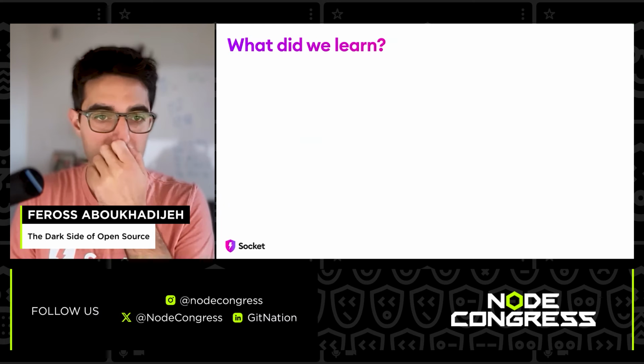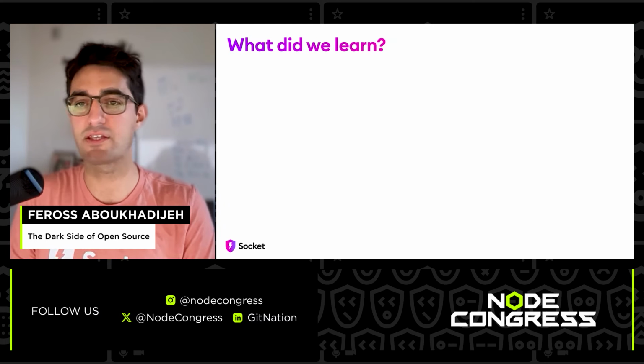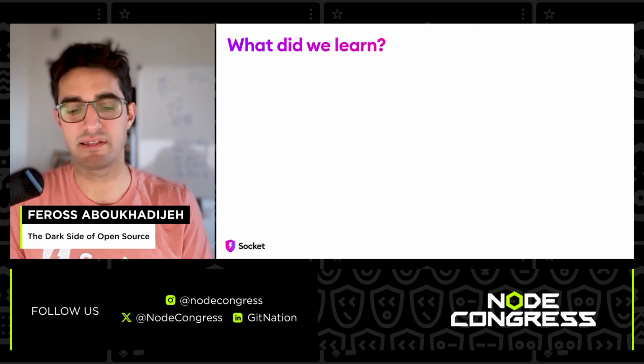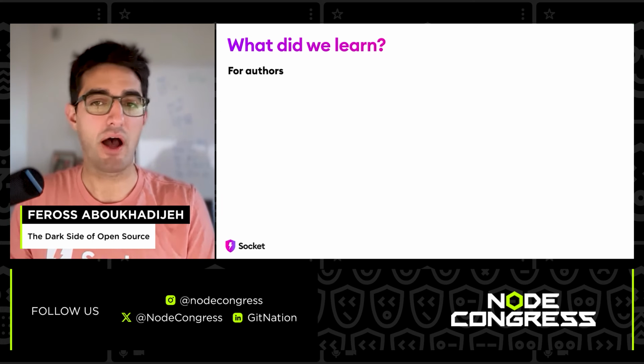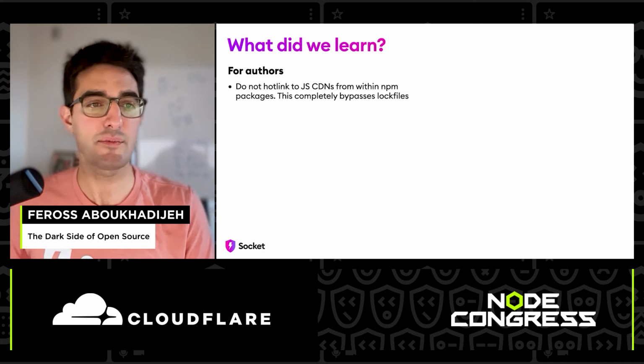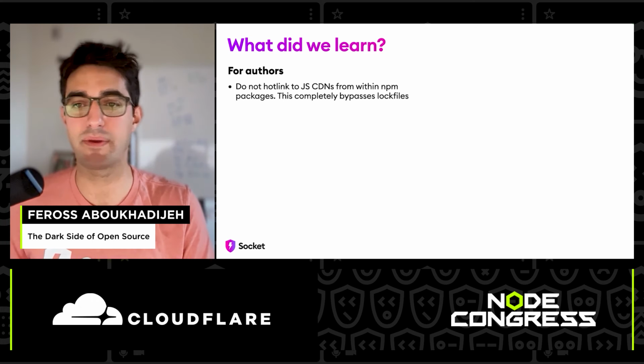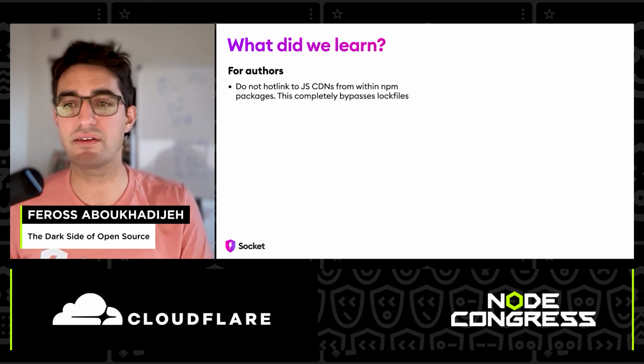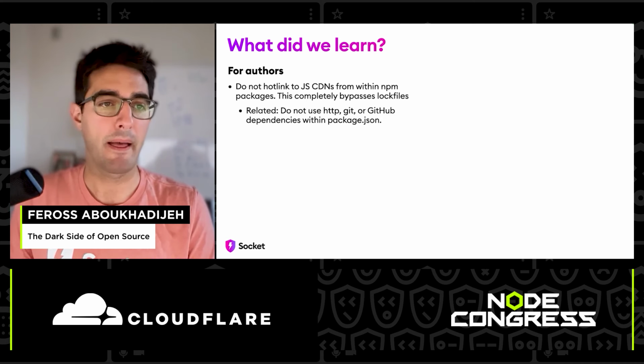So what did we learn from this? I would say there's a bunch of things we learned. Let's go through a few lessons. So for authors, the main lesson is don't hot link to CDNs from within your NPM packages, because you're going to be bypassing your users' lock files, which is not cool.